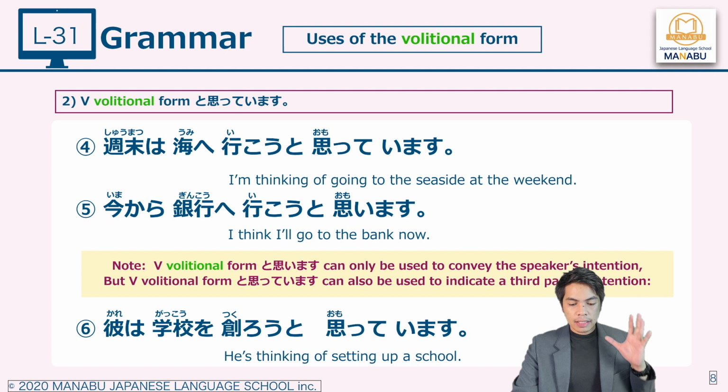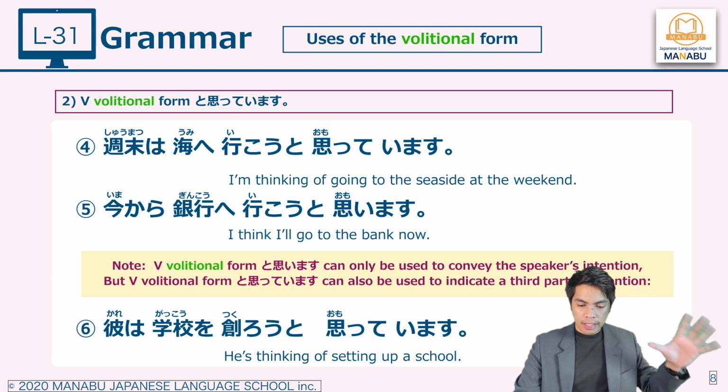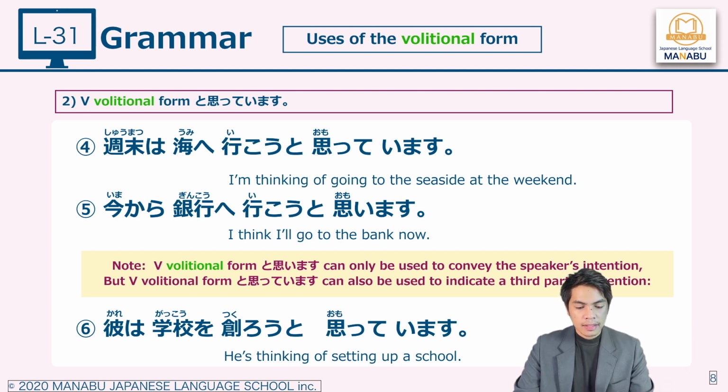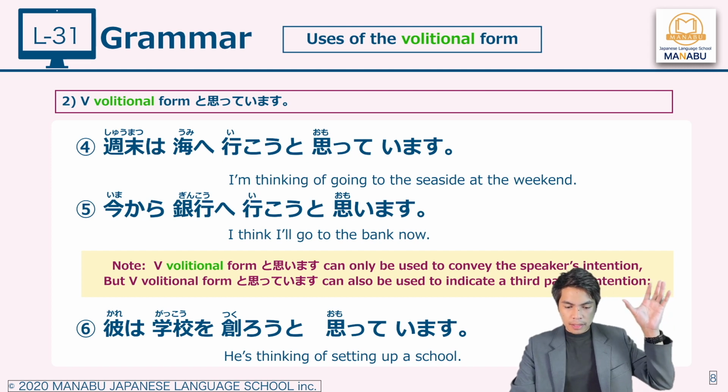This means that you are thinking about doing something. So I think I want to do this. I think I want to do something. So I'm thinking of going to the seaside at the weekend. 行こうと思っています。Number 5, 今から銀行へ行こうと思います。So the difference between 思っています and 思います.